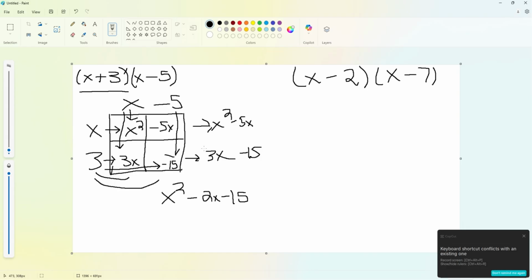And as you can see, this is in standard form. Something that you might also notice is that the like terms are straight across from each other. We have 3x and negative 5x.